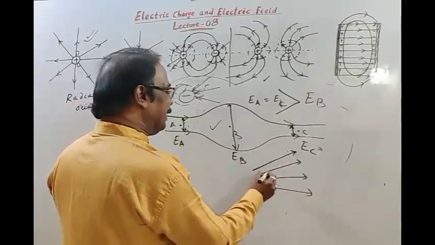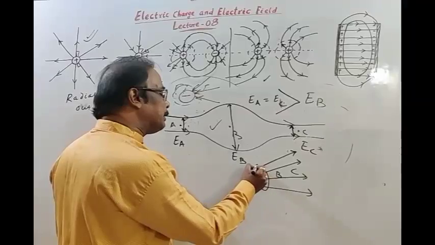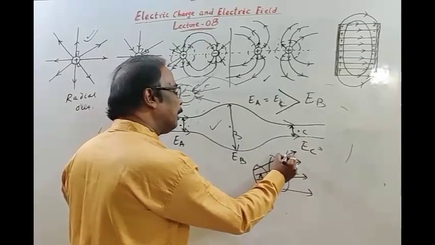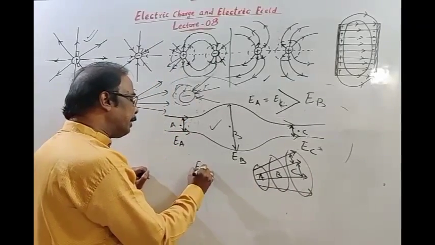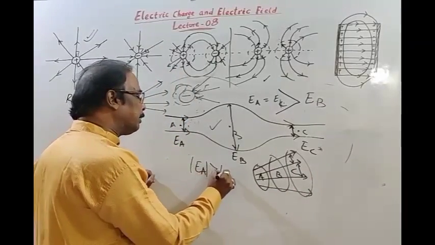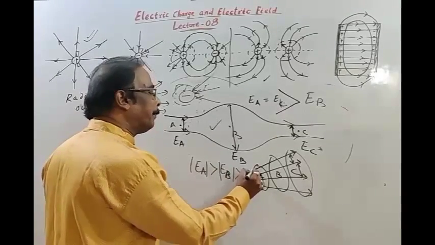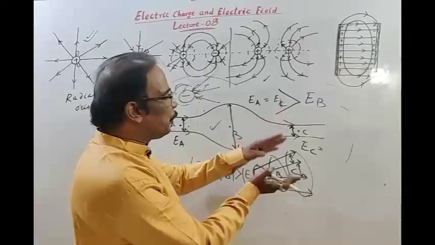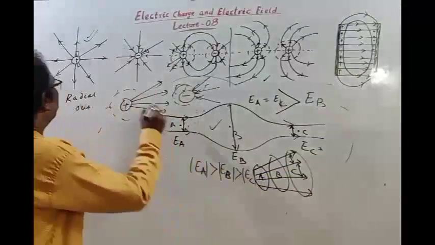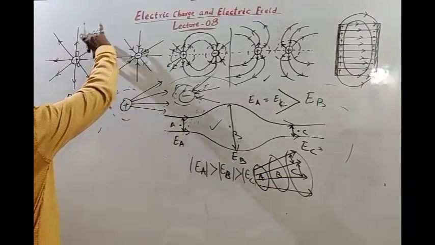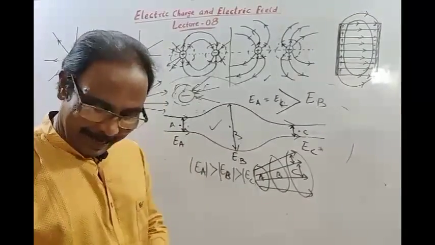Okay. So, this point is A, this point is B, this point is C. Then obviously here crowdedness is maximum, here moderate, and here crowdedness is minimum. Okay. So, you may write magnitude of electric field at A is greater than magnitude of electric field at B is greater than magnitude of electric field at C. Since crowdedness goes on decreasing, electric field goes on decreasing, meaning for a positive charge, as distance increases, electric field decreases, and vice versa. Okay. Next.